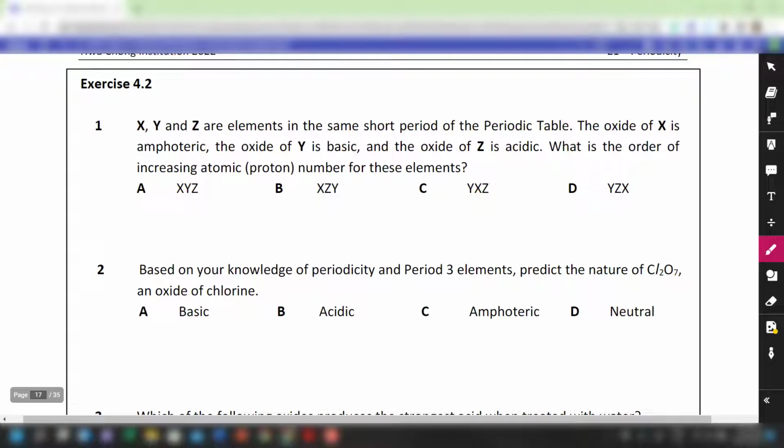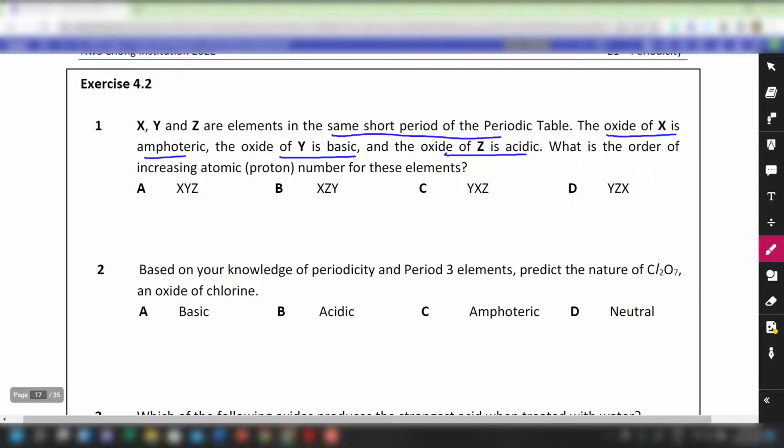For the first question, X, Y, Z are elements in the same short period of the periodic table. We were told that the oxide of X is amphoteric, the oxide of Y is basic, and the oxide of Z is acidic. What is the order of increasing proton number of these elements?